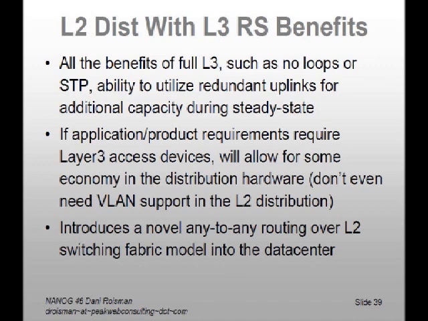If your application or your product requires layer 3 access devices anyway, you can actually get some economy by putting in some low-cost layer 2 switches. For example, if you're maybe in an ISP environment, not as much rack switch, and you're providing layer 3 access, you have a whole bunch of T1, T3 routers, you already need that layer 3 access, you don't necessarily need a very smart layer 3 core in there. This introduces a kind of novel any-to-any routing over layer 2. So rack 1 needs to talk to rack 3. Well, they have direct adjacency. They just switch it over that layer 2 core.